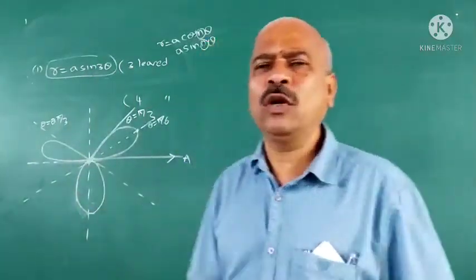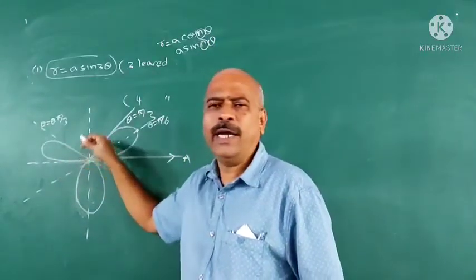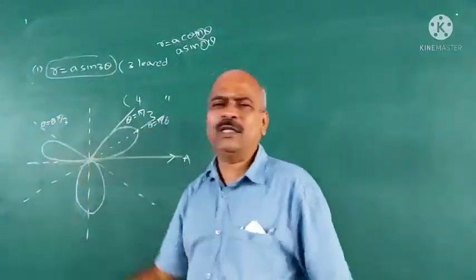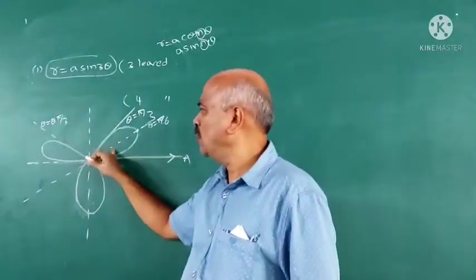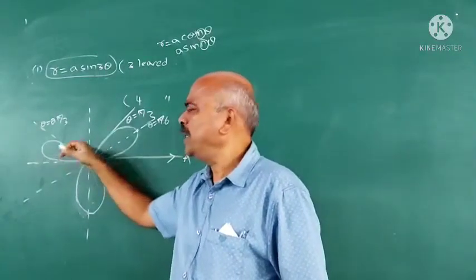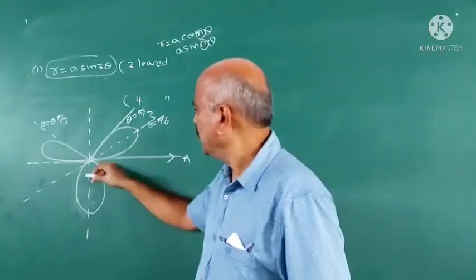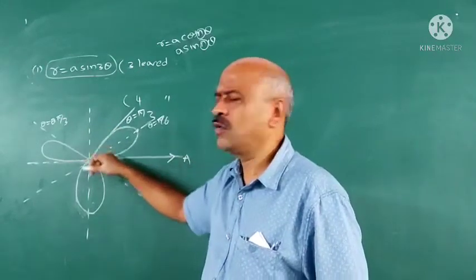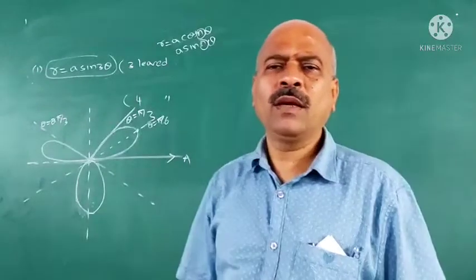Now the problem is we have to calculate the area of this one loop and the area of the complete 3 loops represented by this curve. First part is find the area of one loop, then find the area of the complete curve. For one loop, θ varies from 0 to π/3. And the equation of the curve is given in polar form.